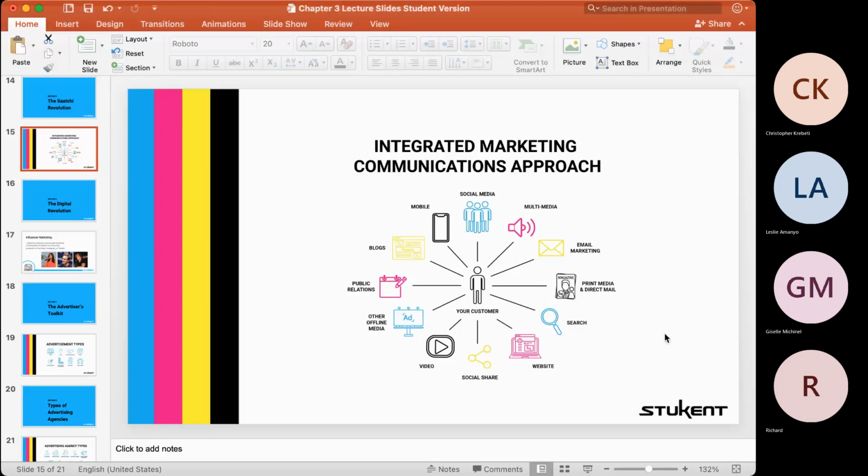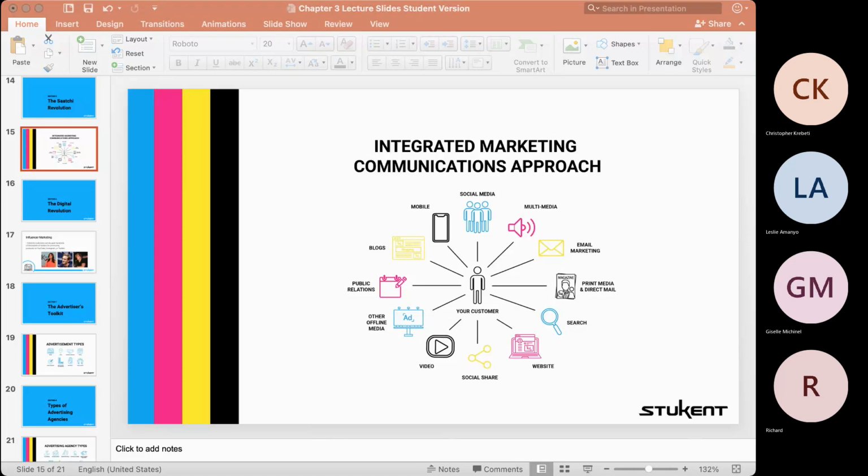Then you have the email marketing, you have the print media and direct mail, you have the search, you have website, you have social share, you have videos, and you have the offline media. You talk about television and so on. Then you have public relations, you have blogs, you have your own customers themselves. Customers themselves are also a marketing approach. They are also carriers of communication messages to the public. So that is about the integrated marketing communication.